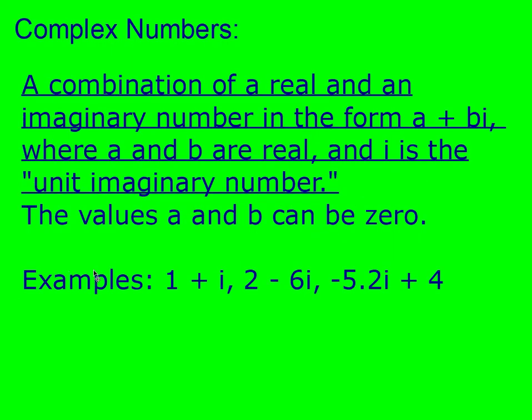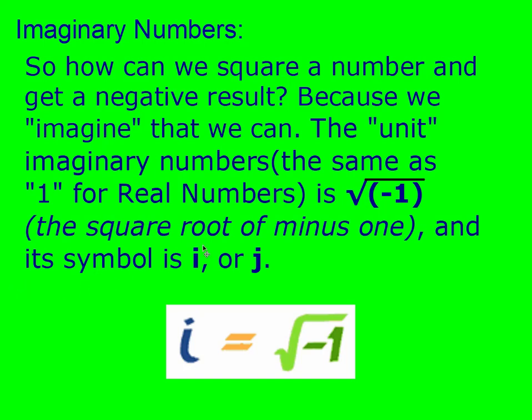Then we have complex numbers. Complex numbers are a combination of real numbers and imaginary numbers in the form of a plus bi, where a and b are both real numbers, and i is the imaginary unit, or the square root of -1. Okay? As you saw in the previous slide, if we take the square root of -1, you get the value of i, which is what we use to represent an imaginary number.